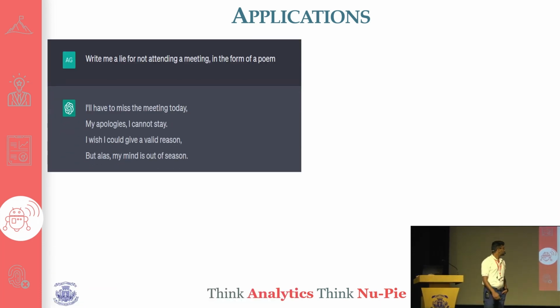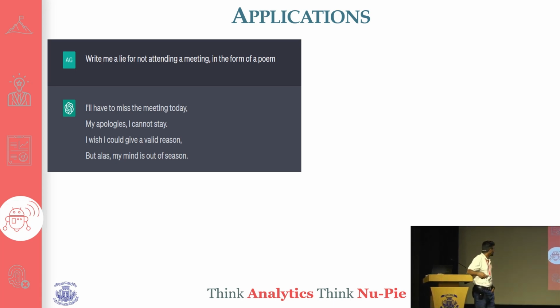Now let's look at some applications we use on a daily basis in our company. The first one is asking it to write emails. The first prompt is: write me a lie for not attending a meeting, in the form of a poem. This is what ChatGPT came up with: I will have to miss the meeting today, my apologies, I cannot stay. I wish I could give a valid reason, but alas, my mind is out of season.